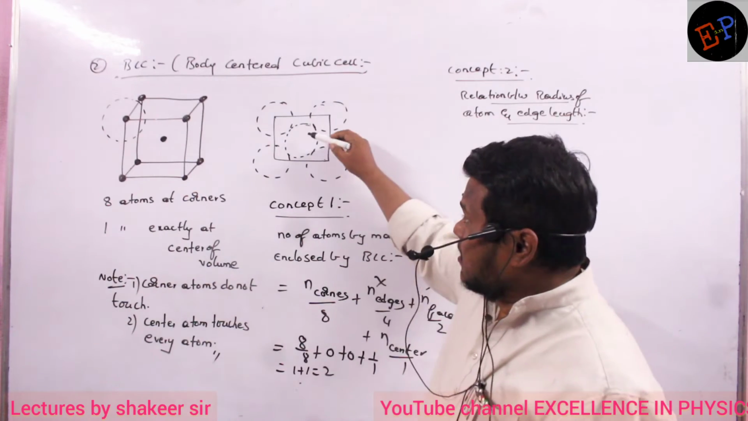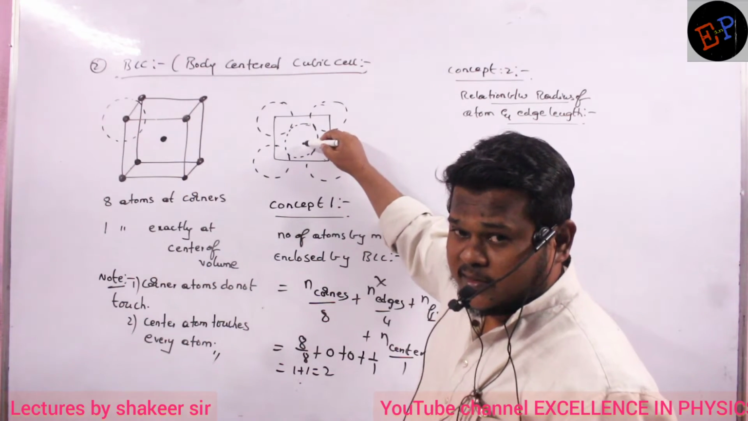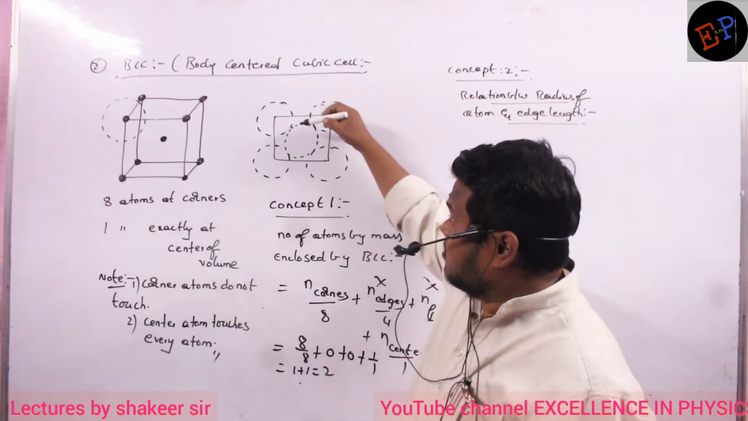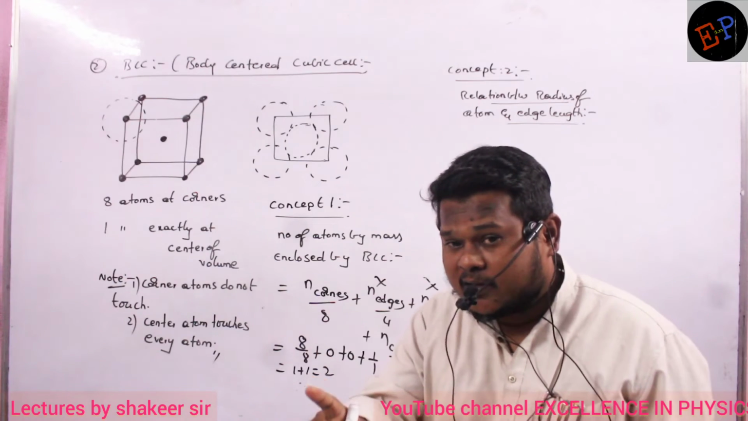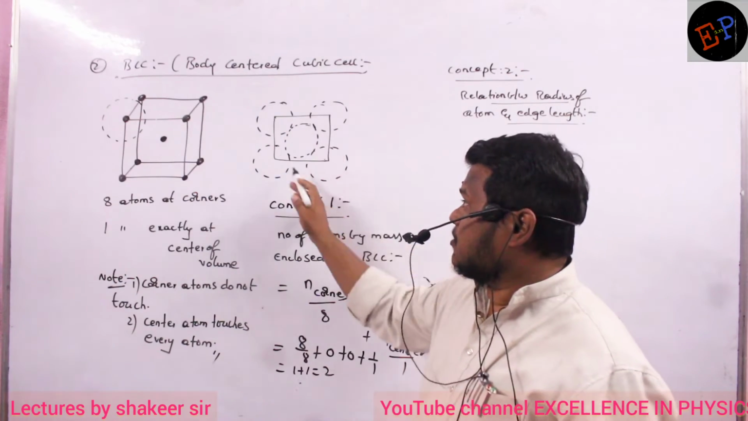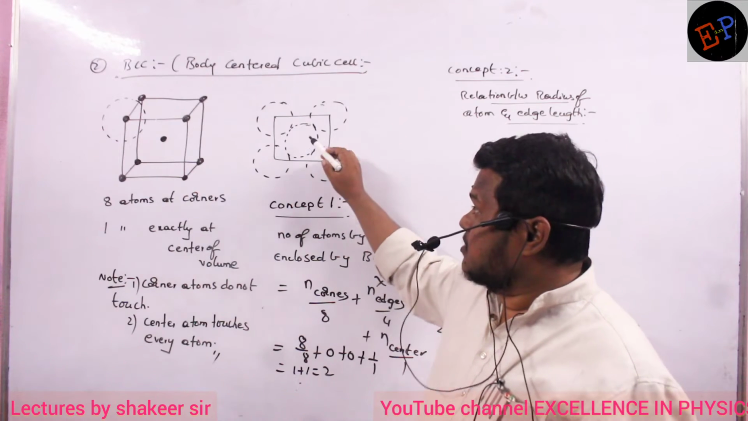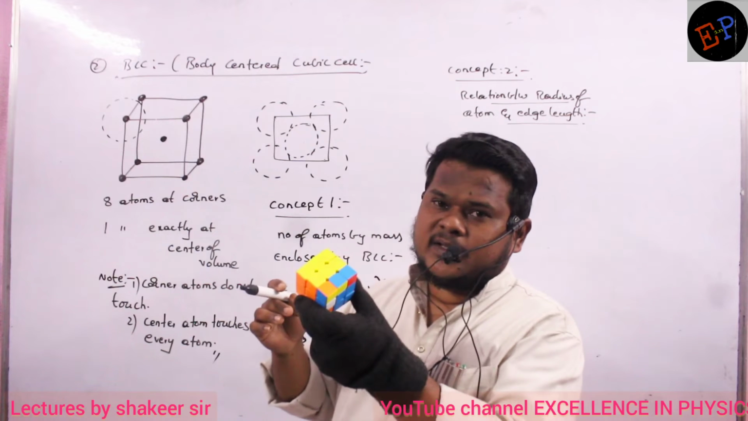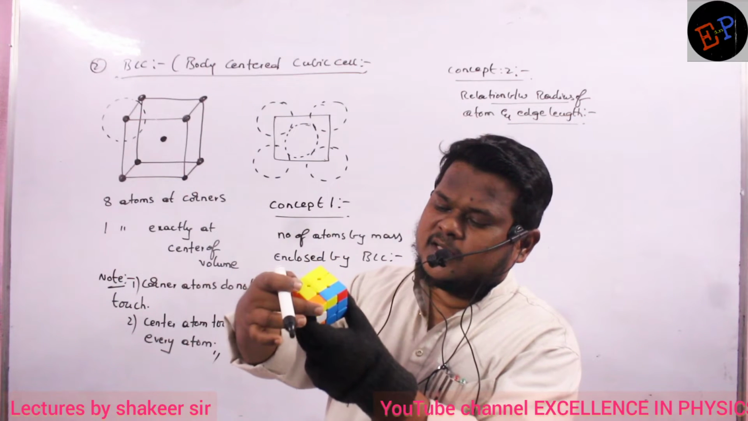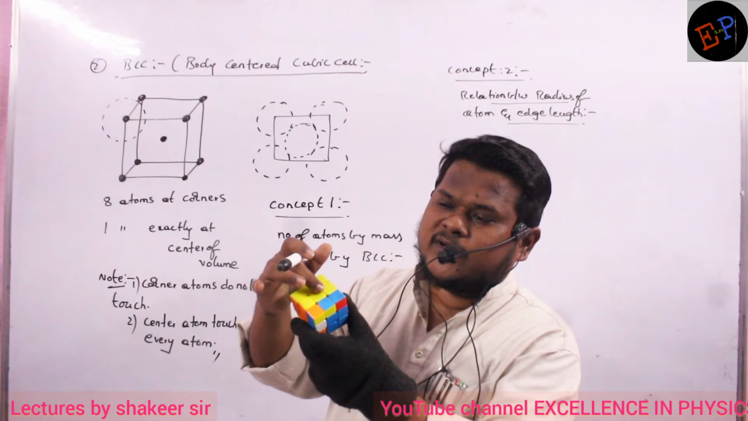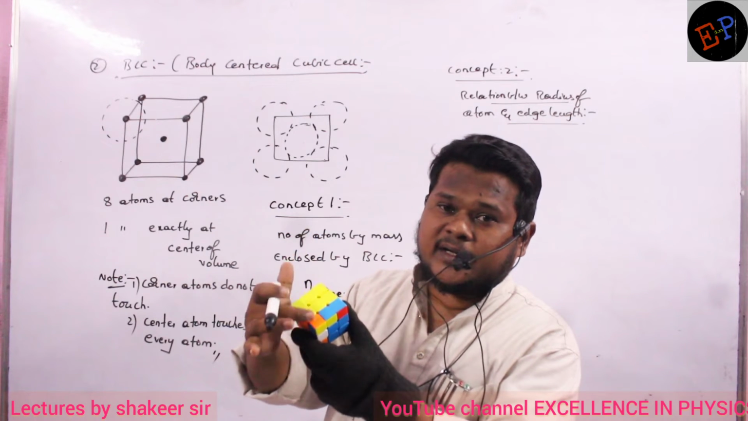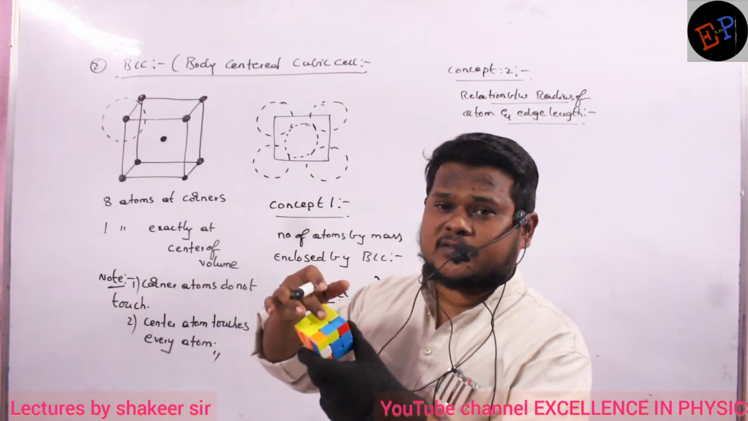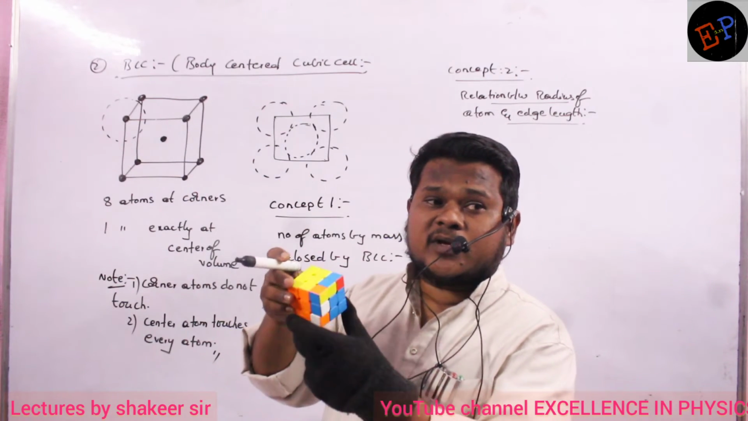Why? This atom, is it present on the face? No, it is present inside the body. So this diagonal will become the body diagonal. It is not a face diagonal. For example, if here there is 1 atom, and on the face also you have 1 more atom, then these 3 atoms are in 1 line. But this atom is in the middle, not on the face.